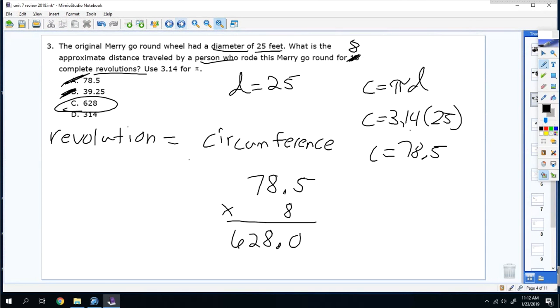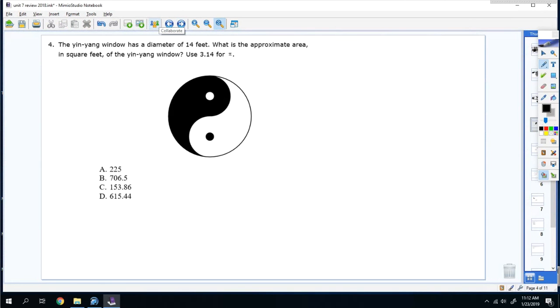All right. Number 4. The yin-yang window has a diameter of 14 feet. What's the approximate area in square feet of the yin-yang window? Use 3.14 for pi. Okay, first thing first, diameter 14 feet. Write that down. Now it says what's the approximate area. So it wants to do area. So the area formula of a full circle is A is equal to pi r squared.